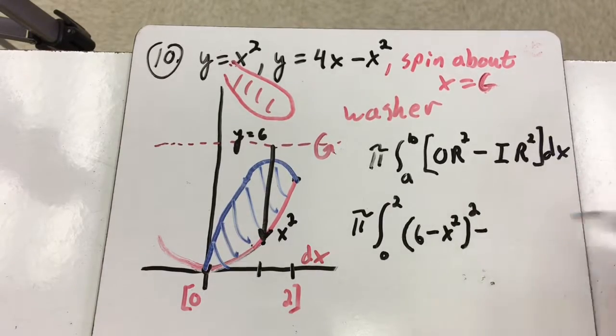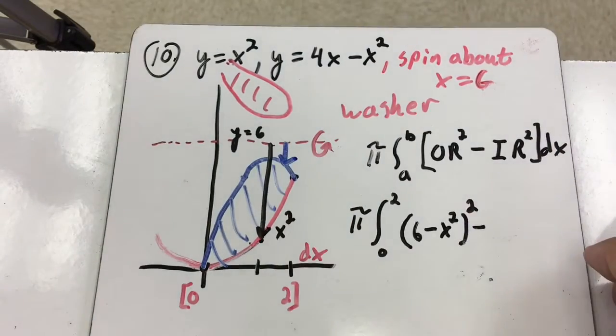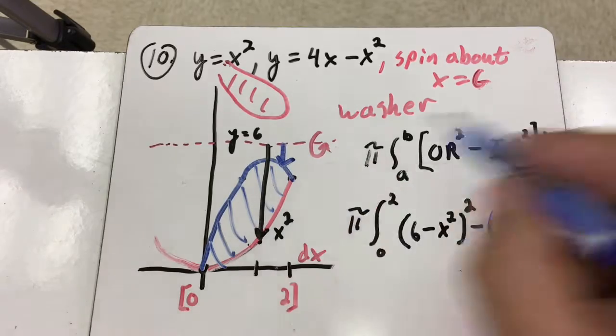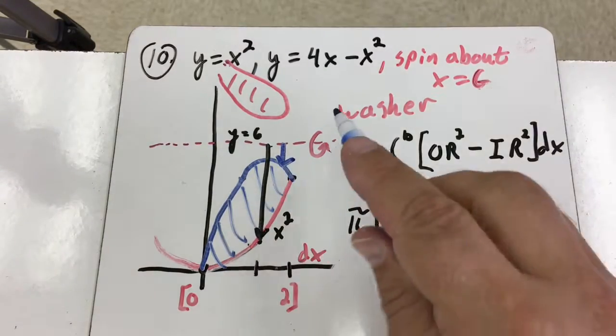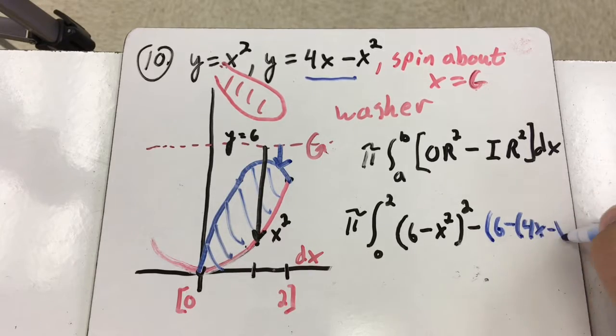Squared. Minus. Now I need to find my inner radius. And my inner radius is from y equals 6 to this curve. Notice, it would be 6 all the way from y equals 6 to the x-axis. But I'm taking away this distance, which is 4x minus x squared. So minus that whole distance, 4x minus x squared.